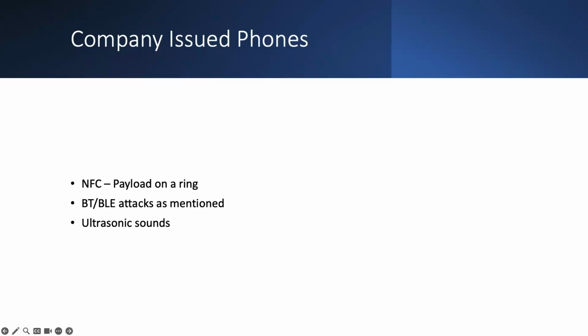Another attack vector here is company-issued phones. I kind of mentioned the NFC piece earlier. A lot of people leave this on by default, even if it is enterprise equipment. You can have a payload on that ring. Like I said, with that Omni, especially if you're great at Java and understand the internal API for NFC on iOS or Android, then it's at your mercy. Bluetooth Low Energy attacks, as mentioned. There's some ultrasonic sounds that you could potentially leverage.